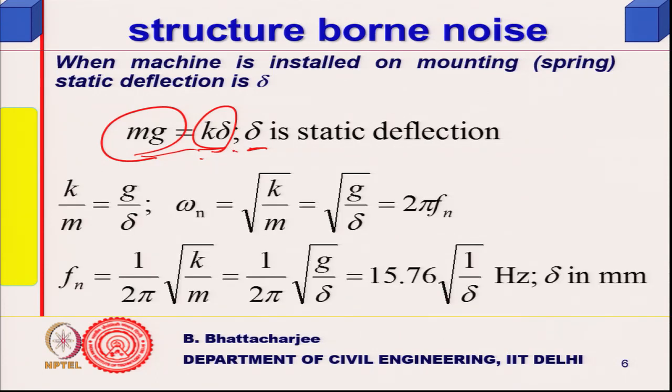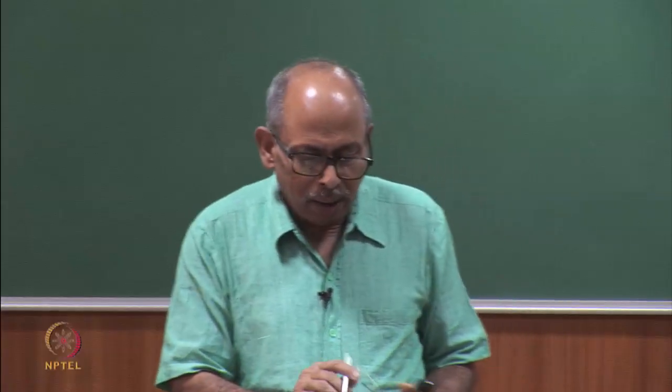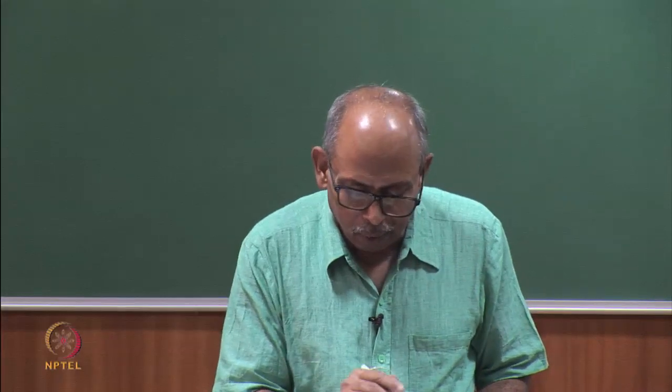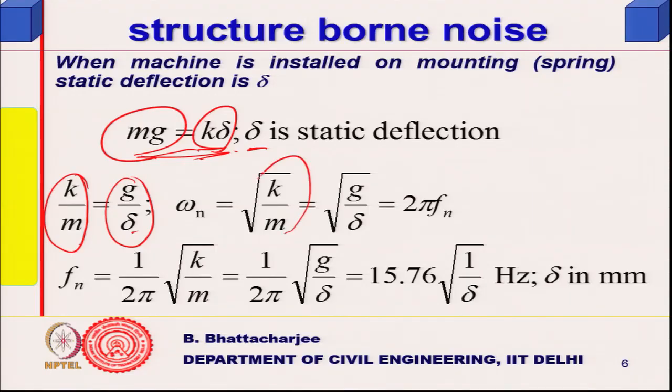In other words, if I know the static deflection, I can find out k by m from this equation, because that will be g by delta. So, when I put in the machine, if I know the static deflection, I can find out k by m. In other words, I can find out the natural frequency of the system, right. So, f n is 1 by 2 pi under root k by m, etcetera, and you can express it as 15.76 by root delta, where delta is in millimeter, putting g in appropriate units.